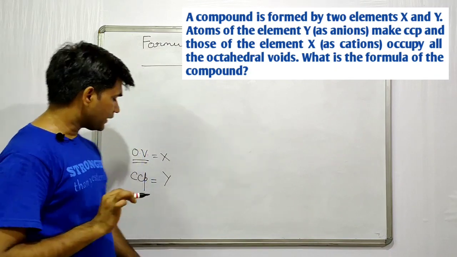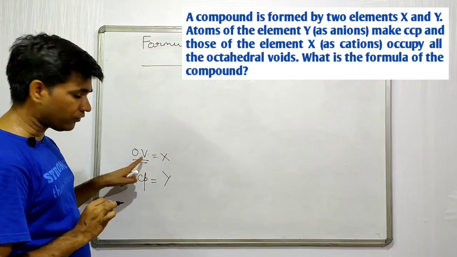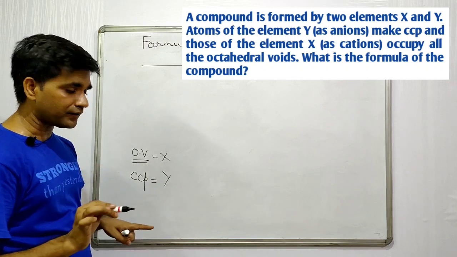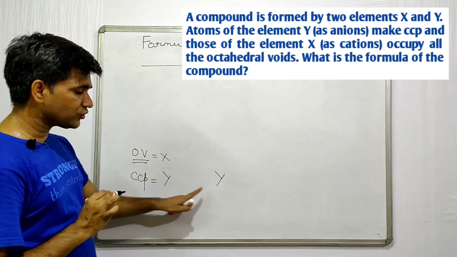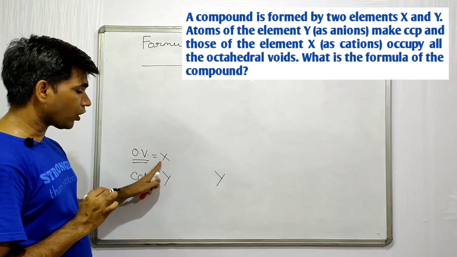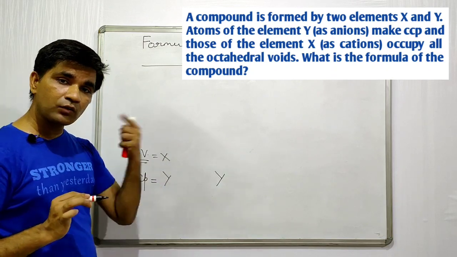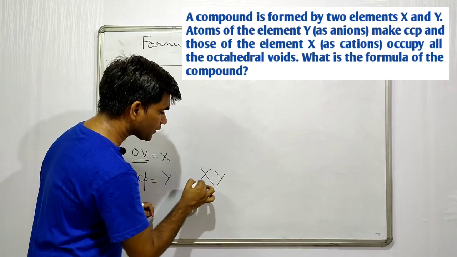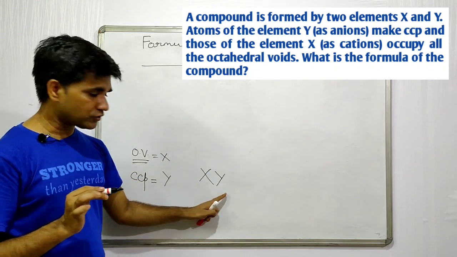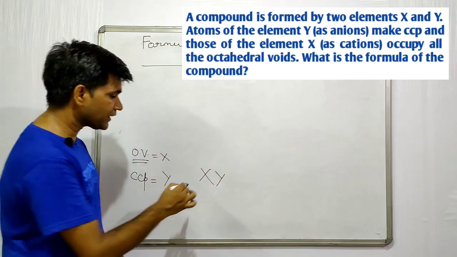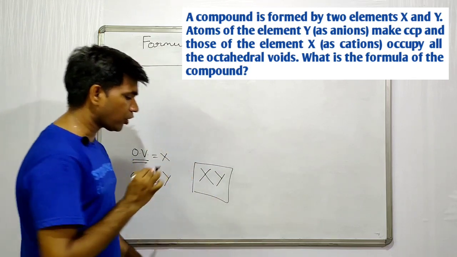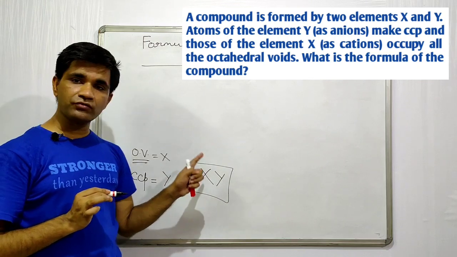As we know, the number of octahedral voids are always equal to number of close packed particles. So if the number of close packed particles Y is equal to 1, then number of octahedral voids would also be equal to 1. So the formula of the compound is XY, because the ratio of X and Y is 1:1. So this is the answer of this question. The formula of the compound would be XY.